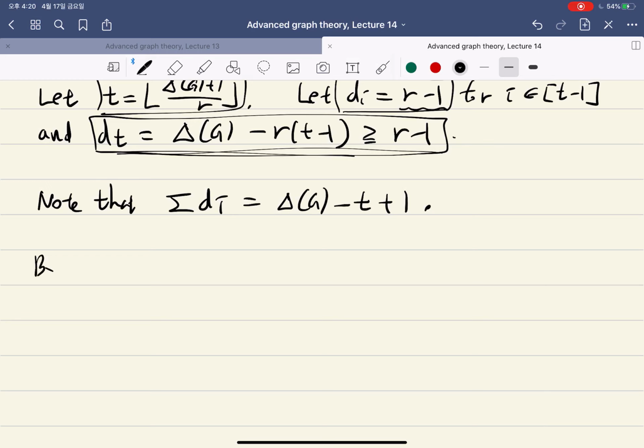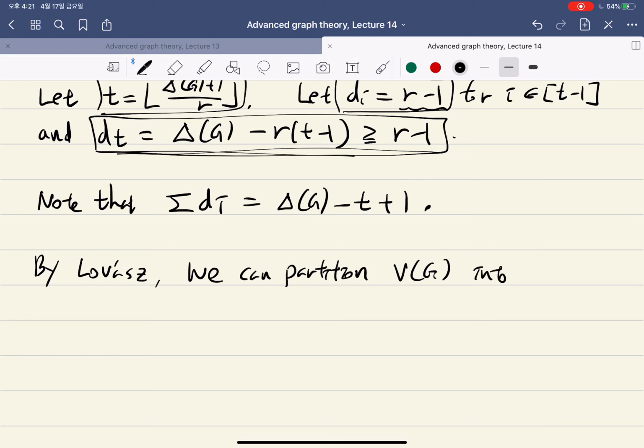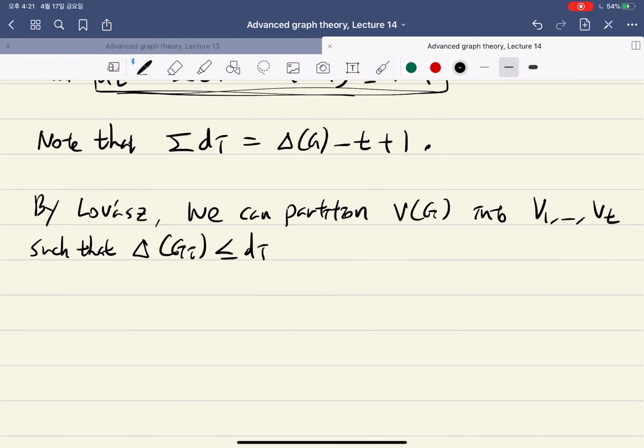So by Roberts' theorem, what we can do, we can partition the vertices of G into B1 to Bt such that each Gi has maximum degree m of Di, where this Gi is the subgraph of G induced by Bi.